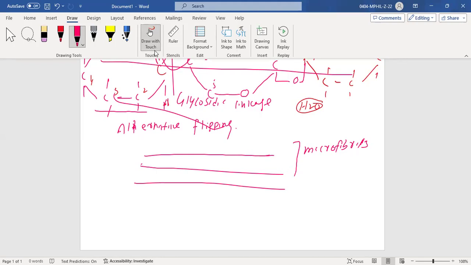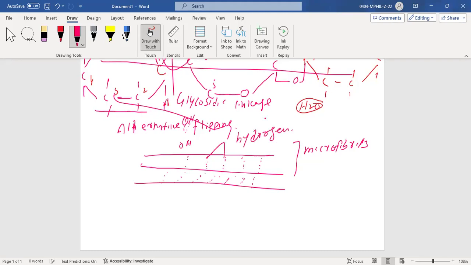But there is a condition here. If you draw another straight structure on the downward side, there will be a hydroxyl group on the upper side and the hydroxyl group of the lower chain, so they will form a hydrogen bond. So the hydrogen bonding will form between these straight lines. These microfibrils will be combined and joined to one another by hydrogen bonding.